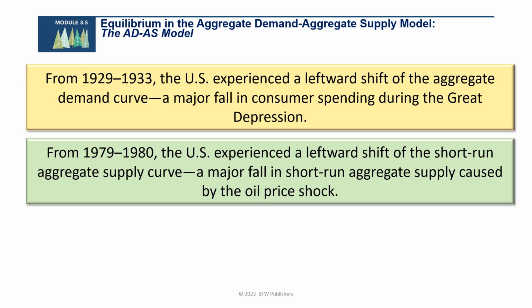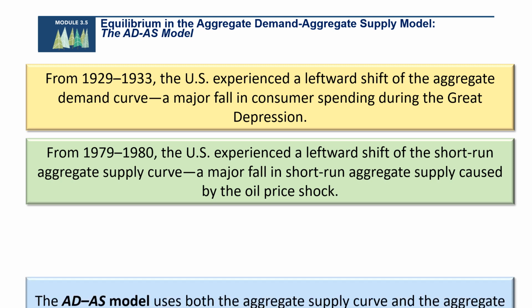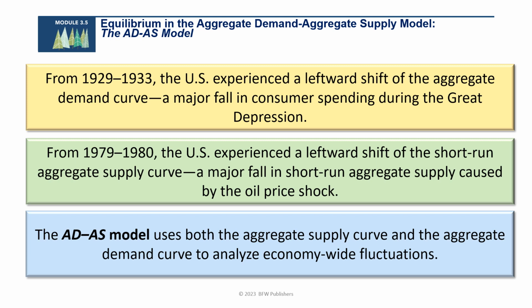And we had this price shock because Iran, Iraq, OPEC, right? They decided to collude and cut production. That caused a major leftward shift in the short-run aggregate supply curve, leading to a situation called stagflation. So we're going to be able to use the aggregate demand aggregate supply model to demonstrate shifts in either aggregate demand and or aggregate supply and analyze these fluctuations.